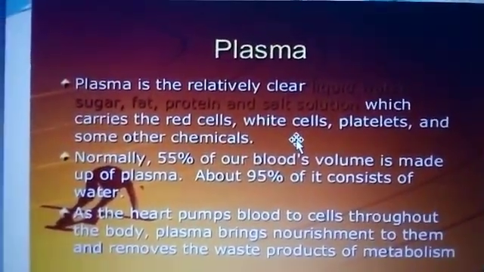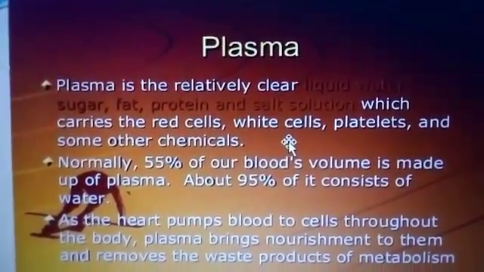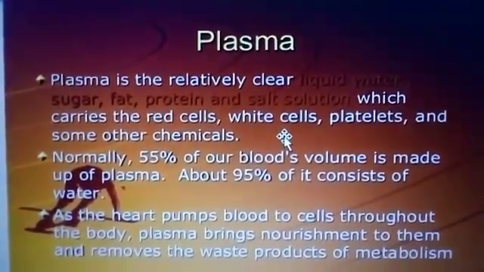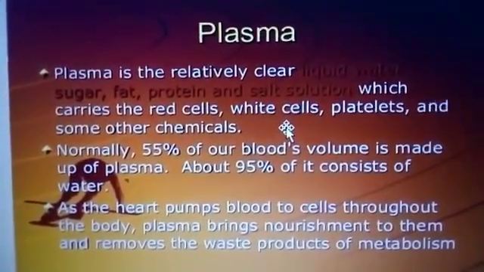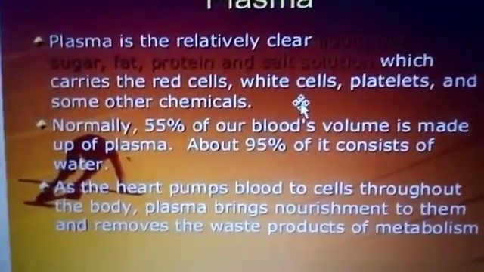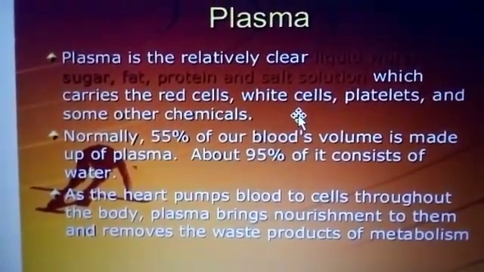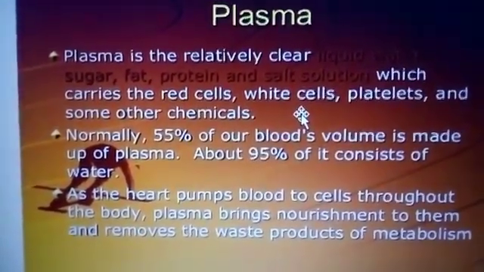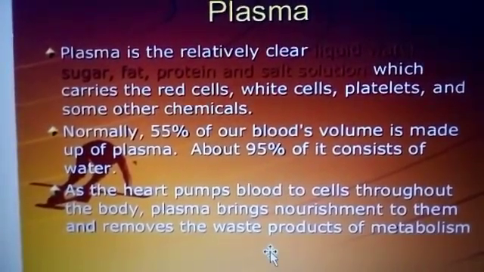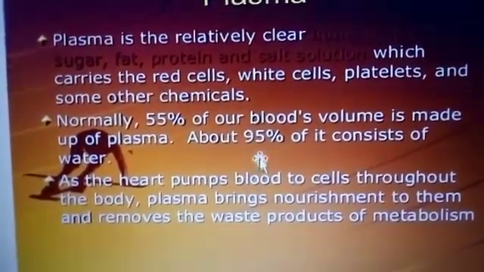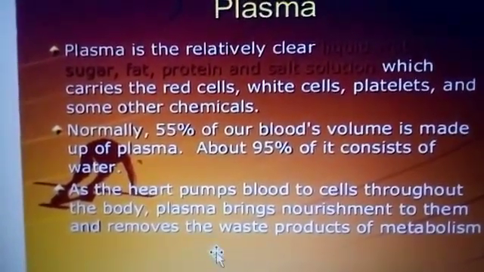So next is the liquid part, that is the plasma. This is the part which is very watery, and in this water the sugar, fat, protein, salt and all other substances are transported, and it carries the blood cells also. About 95% of the blood plasma is water.